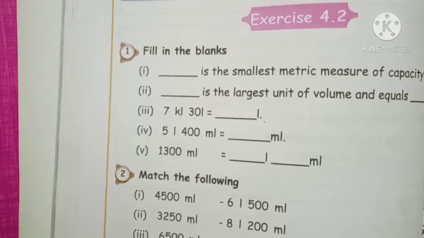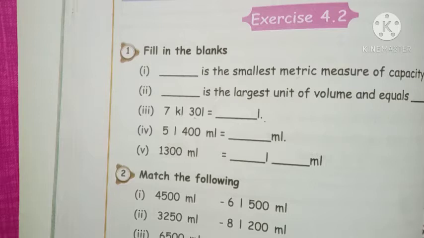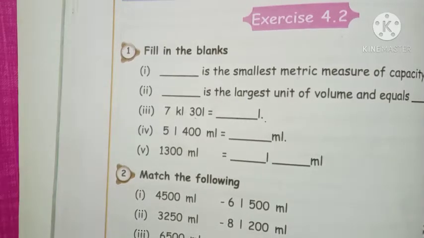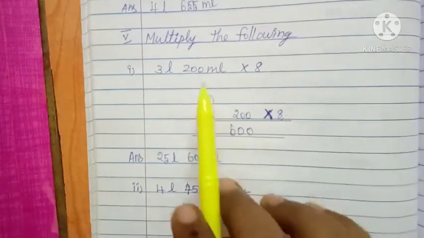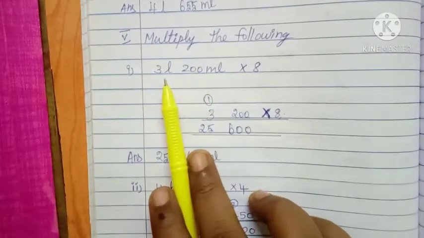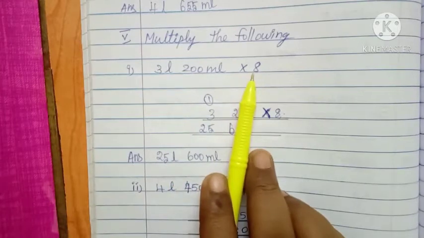In the previous class you learned exercise number 4.2: fill-ups, match, add the following, and subtraction. Shall I move on to multiplication now? Multiply the following. First sum: 3 liter 200 milliliter multiplied by 8.